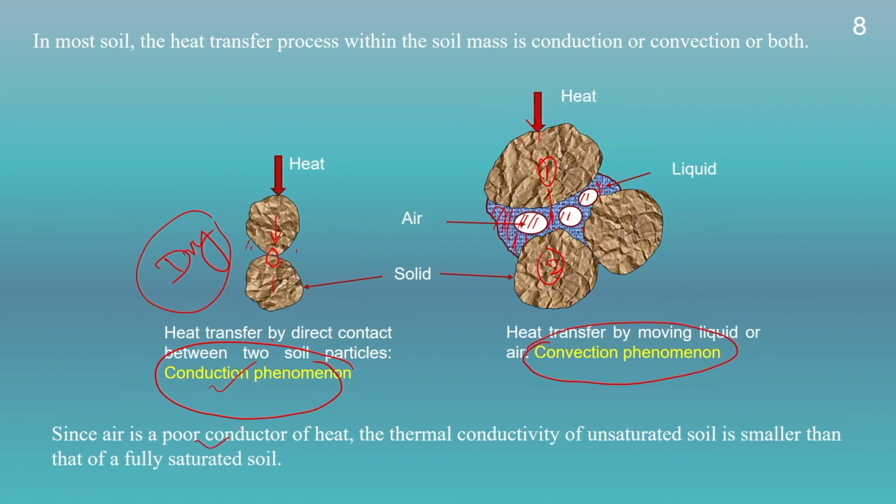Since air is a poor conductor of heat, the thermal conductivity of unsaturated soil will be smaller in comparison to fully saturated soil, because the presence of air will hinder the flow of heat from one point to another point. Thereby, the amount of heat transfer will get reduced for an unsaturated soil. Therefore, for an unsaturated soil, the thermal conductivity will be less in comparison to a fully saturated soil.